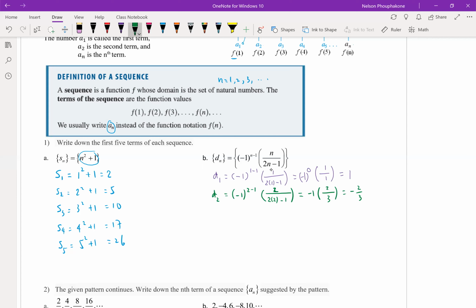And then now the next one. Okay, so d sub 3, negative 1 to the power of 3 minus 1. And then I will have 3 over 2 times 3 minus 1. Then, of course, negative 1 squared is positive 1, so the answer is 3 over 5. Okay. And then let us finish this then.